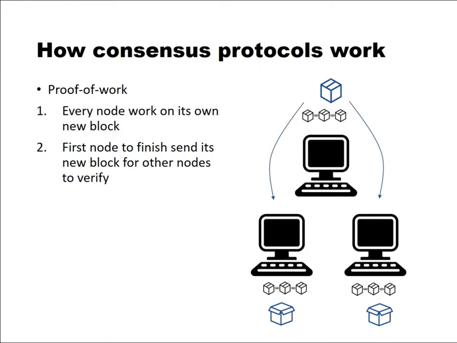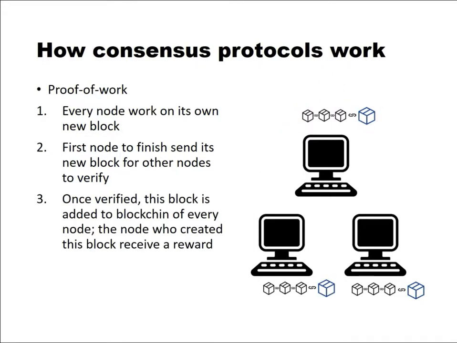Other nodes will verify if this new block is correct. If the majority of the nodes find that this new block is correct, then a consensus is reached, and this new block will be added to the blockchain of every node. At this moment, the creator of this block will also receive a reward. This is how blockchain keeps all the copies of blockchain in the network synchronized.